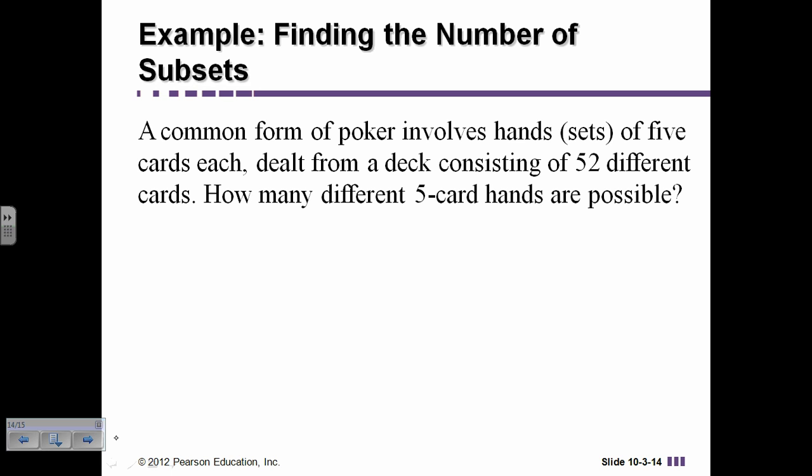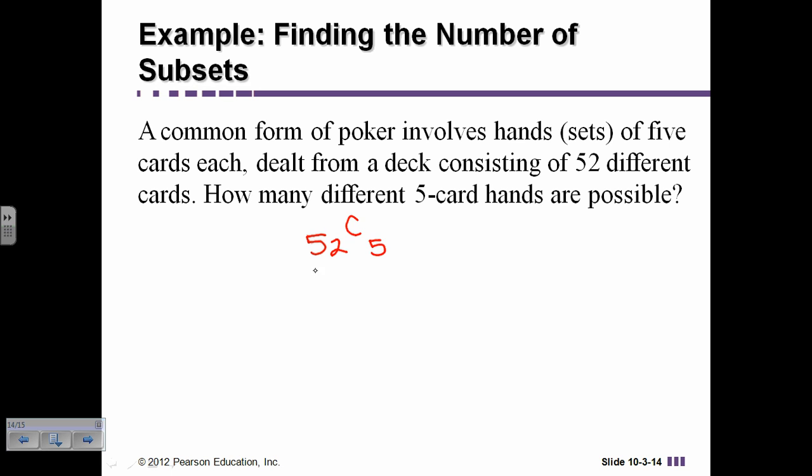Okay, so here we have an example. A form of poker is 5-card poker, so 5 cards each, dealt from a deck that has 52 different cards. So how many different 5-card hands are possible? So again, since there are 52 cards in the deck, I have 52 to choose from. So it's 52 choose 5.